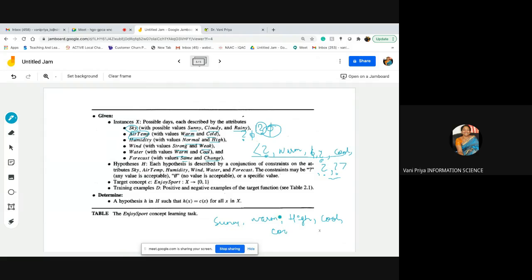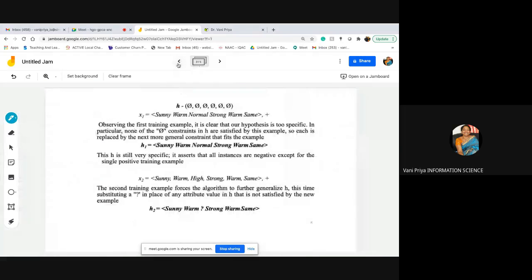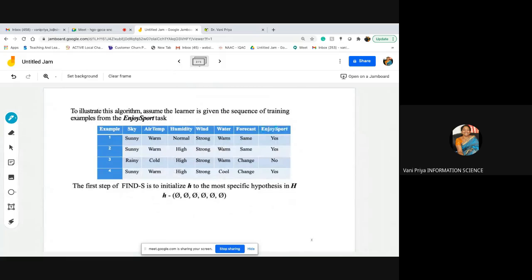No, something is wrong. High, then, sorry, there is only one question mark here. Suppose that the wind is strong. Next, water is cool, and the next one is forecast, which is change. So this is the new test case, and we are going to predict the enjoy sport value for it.